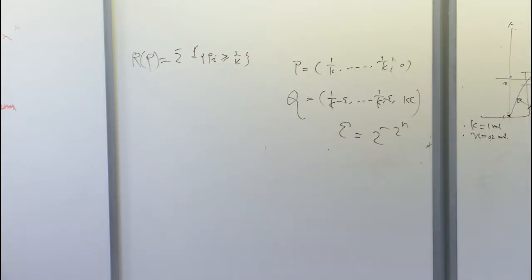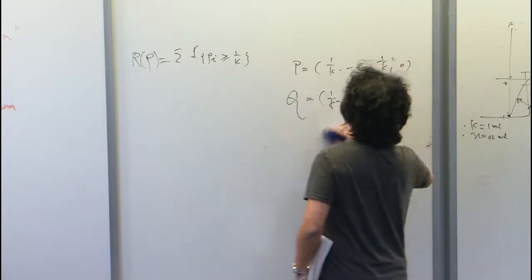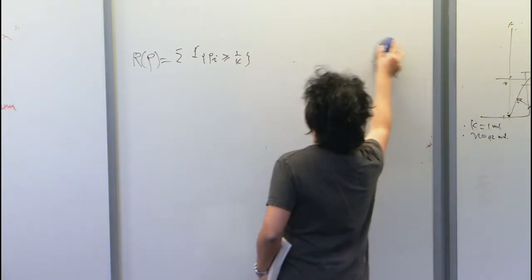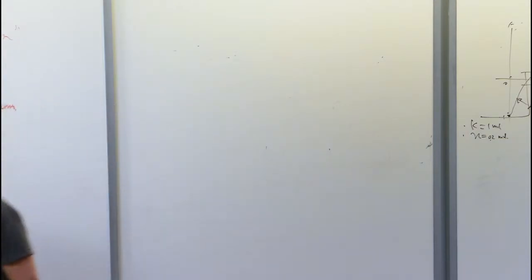I won't have much time, I think. Where's the chair? 5? Okay. So let me explain to you the main idea of the lower bound and what the bad distributions look like.